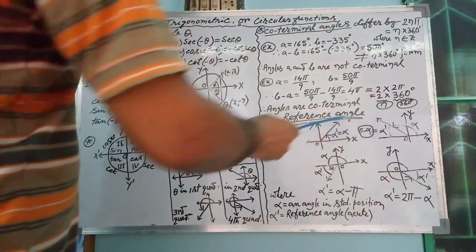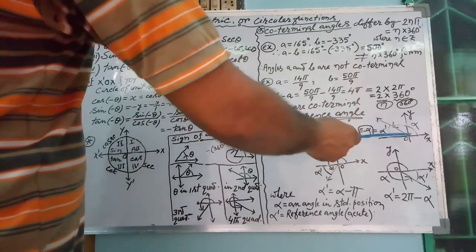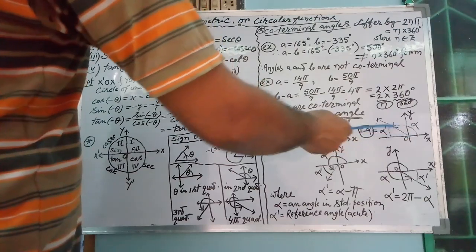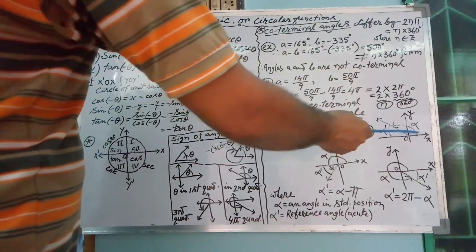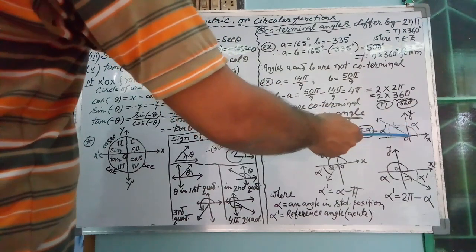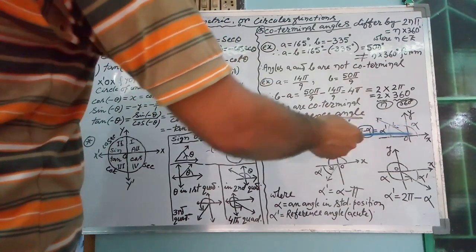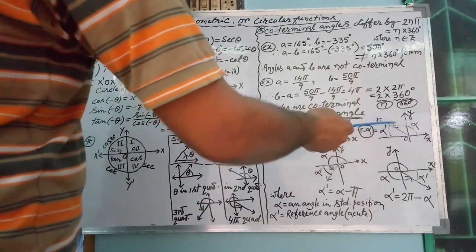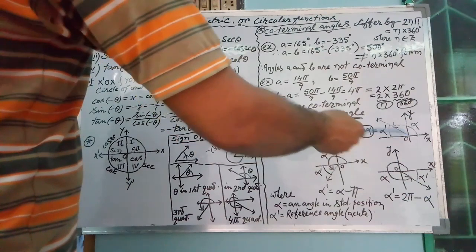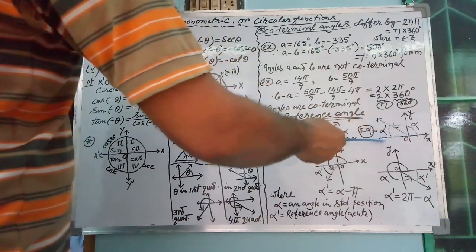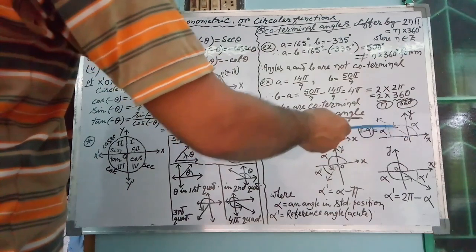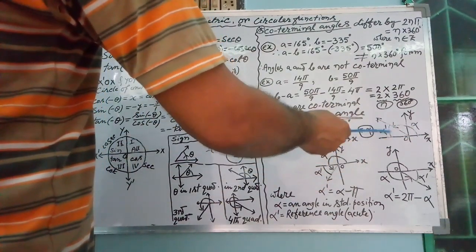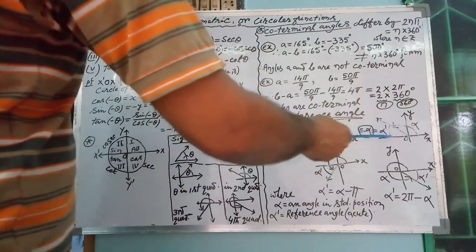What is the definition of a reference angle? The angle made by the terminal side of the angle. Here the angle alpha is from here to here. So what is the terminal side of the angle? Where has the angle ended? It has ended here. So this will be the terminal side. The angle formed by the terminal side of the angle and the x-axis is called the reference angle. So this angle is denoted by alpha dash, which is equal to pi minus alpha.